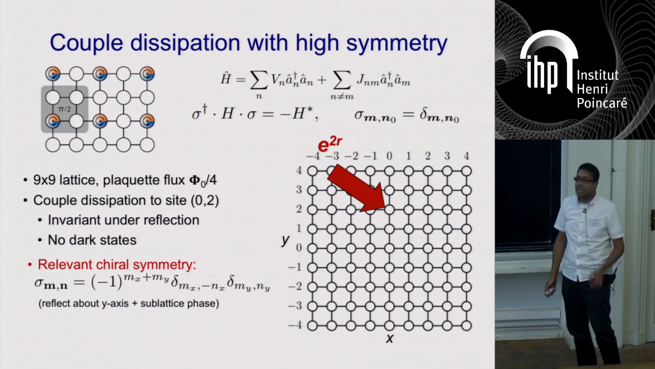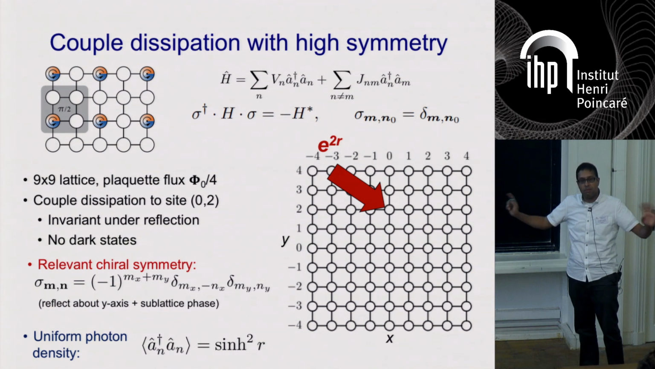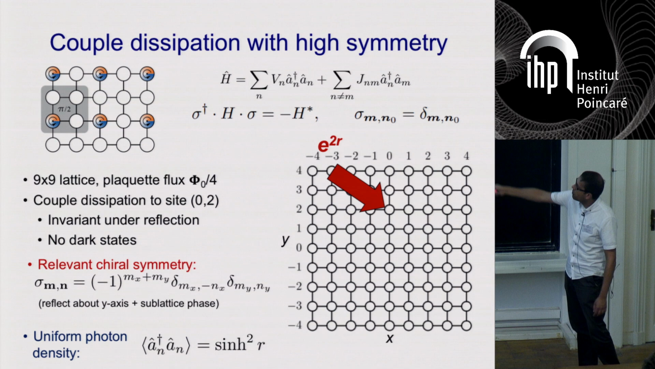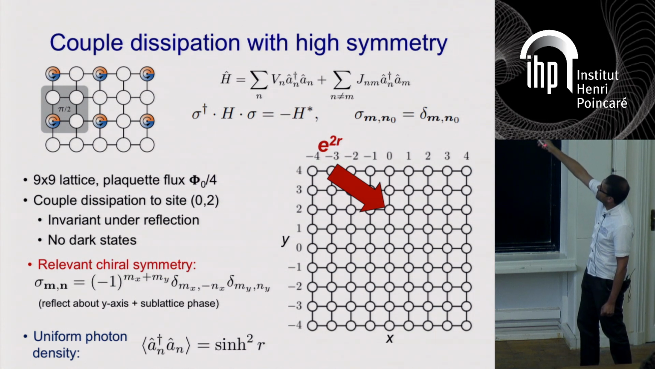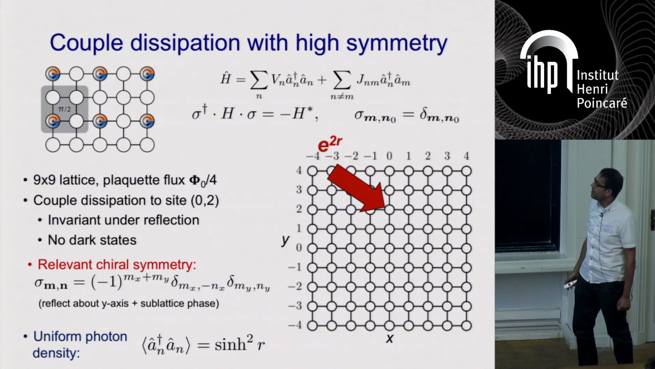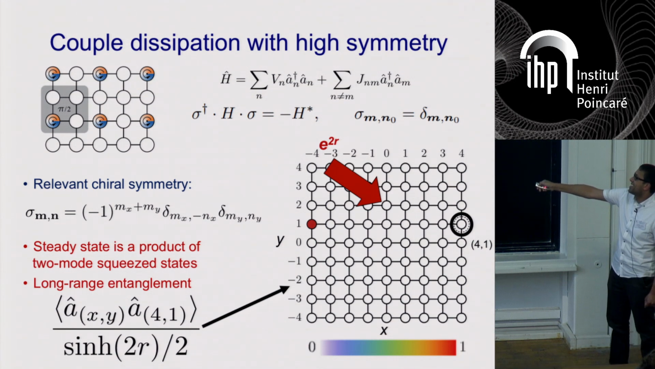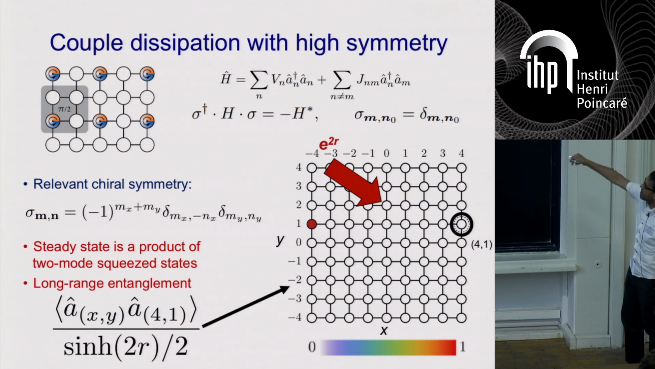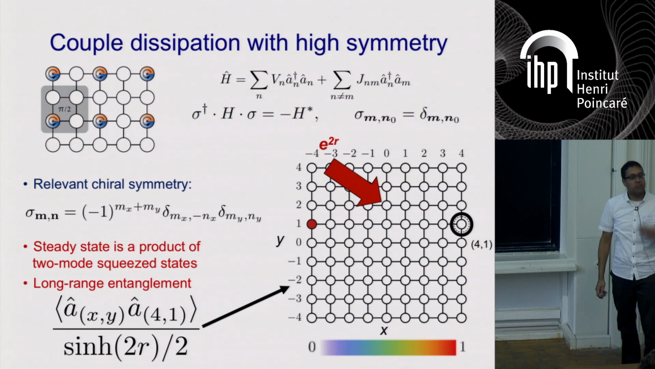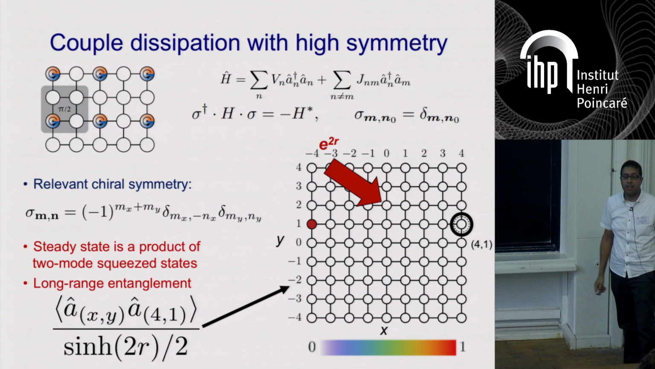So what does the steady state look like? Well, again, the average photon number is always uniform. That's guaranteed. And the correlations are just determined by what the symmetry operator is. So the symmetry operator here just takes one site to its mirror image once I do this reflection. So if I now look at the pattern of correlation, let's look at how the site 4, 1 is correlated with other sites on the lattice. This is what this is plotting here. Well, there's only one other site it's correlated with. It's the one that is basically its mirror image under this reflection operation.